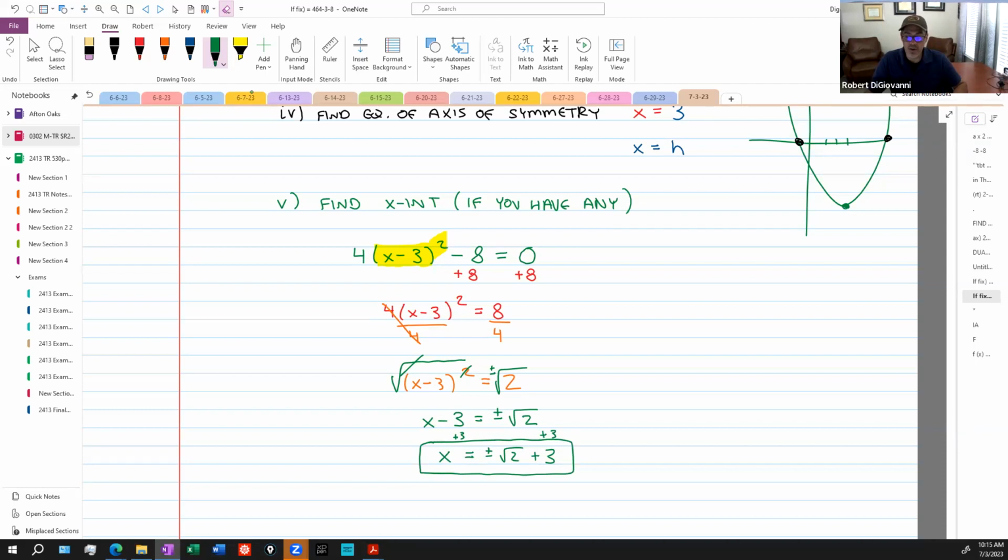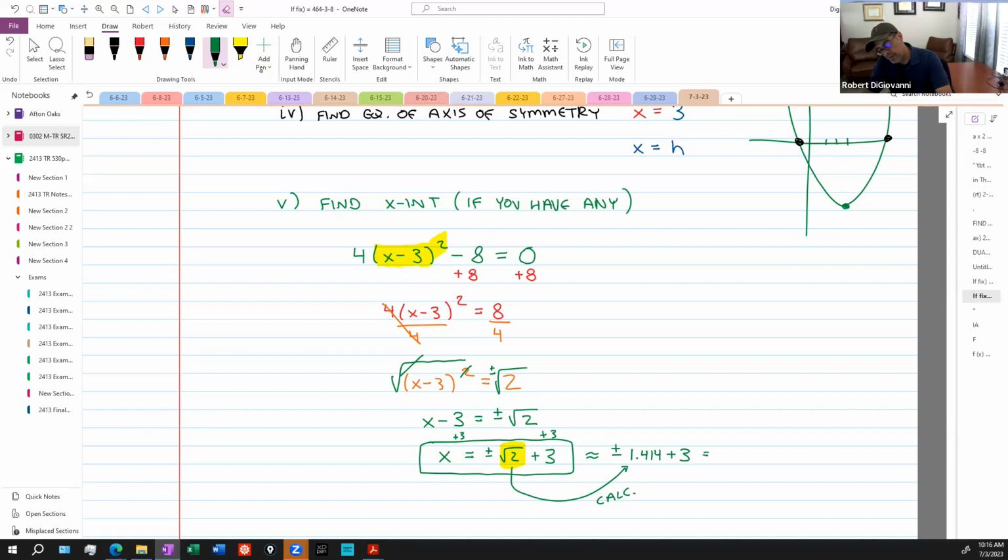However, I want to know where these are on the x-axis. So I'm going to get my calculator out, and I'm going to figure out what the square root of 2 is on my calculator. And when I do that, I'm going to get two approximate answers. I'm going to get plus or minus. Now, square root 2 on my calculator is about 1.414, and then plus 3. So I'm just doing that on my calculator.